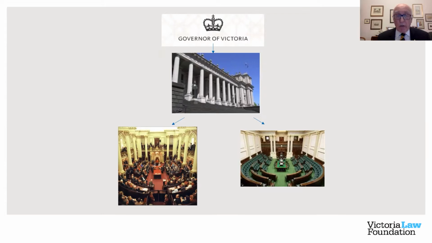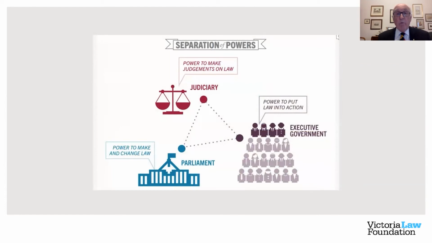What the Constitution also guarantees is the separation of powers. If we move on to this slide, the Constitution divides power into three component parts. It separates power to the Parliament, that is, the elected representatives of the people, the executive government, and these are the ministers, the ministry appointed to manage particular government departments, and thirdly, the judiciary. And this model is followed in the states as well as the Commonwealth.